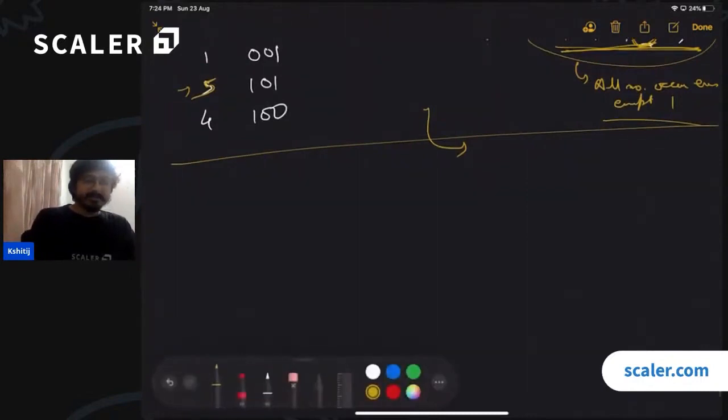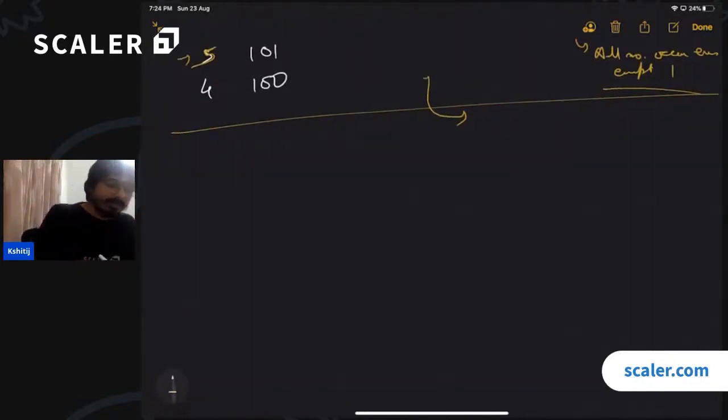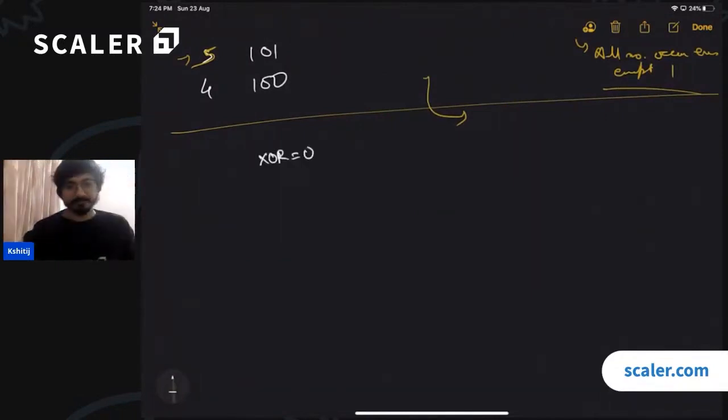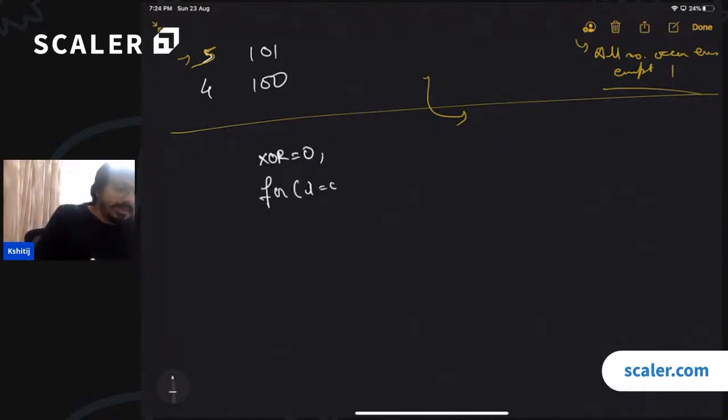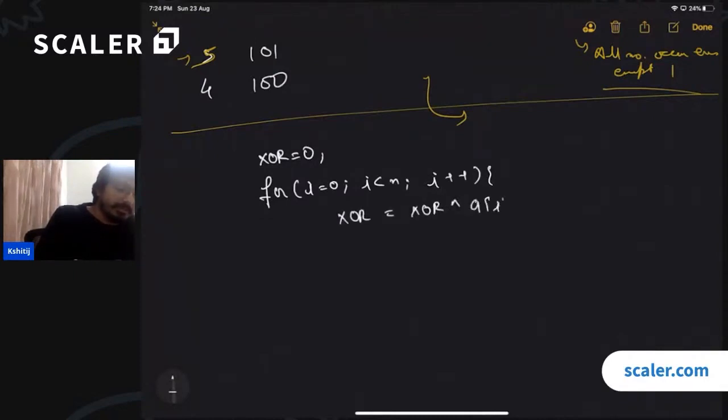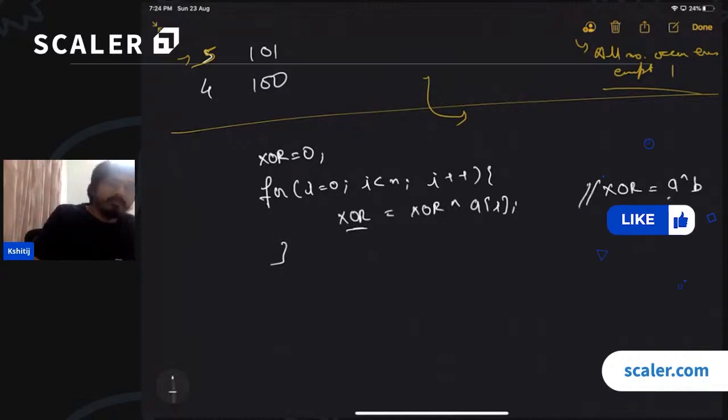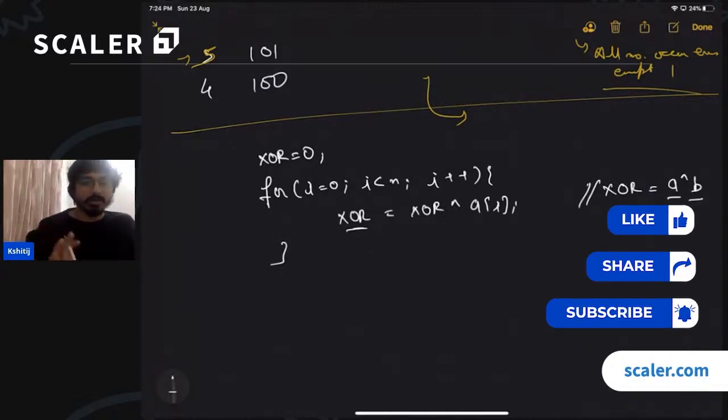Do we require some extra space? Let us try to see the code. Okay, so let us say that we have a XOR which we initialize from 0. Okay, and we are calculating the XOR of all the array elements in this variable. So we'll just say XOR is equal to XOR A of I. Okay, so what will this XOR hold? This XOR is going to hold the XOR of the two numbers that are occurring an odd number of times.